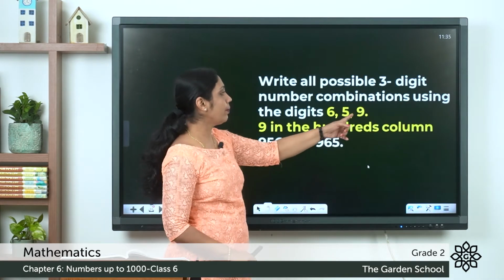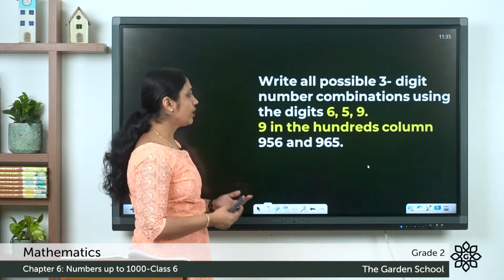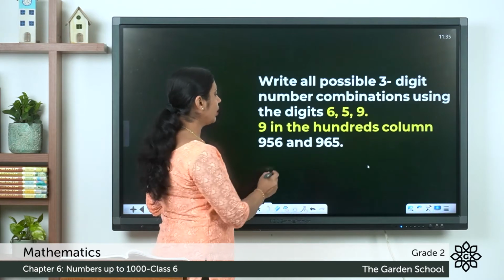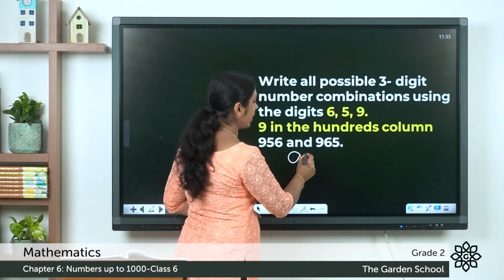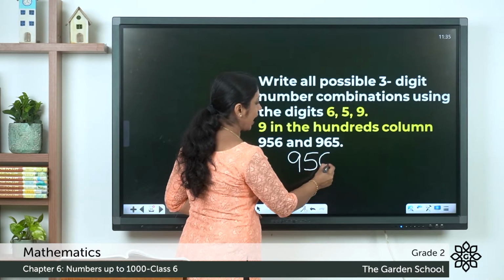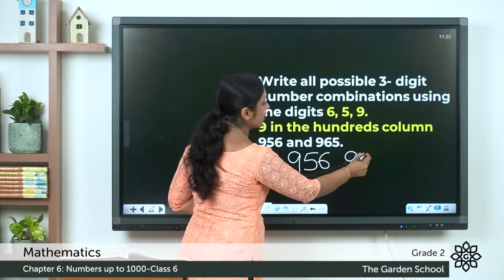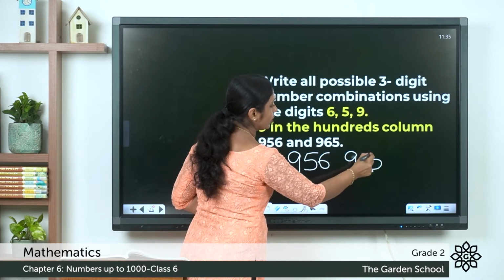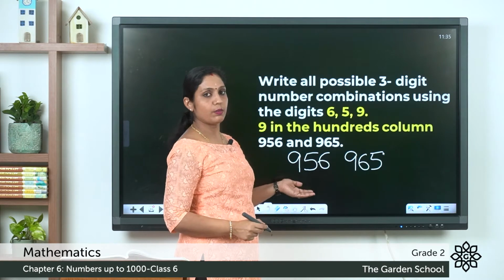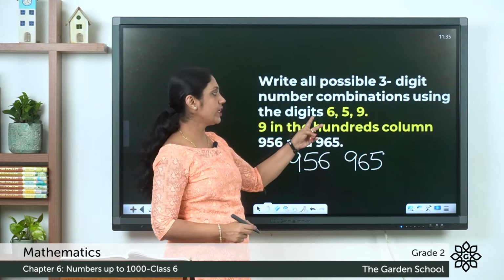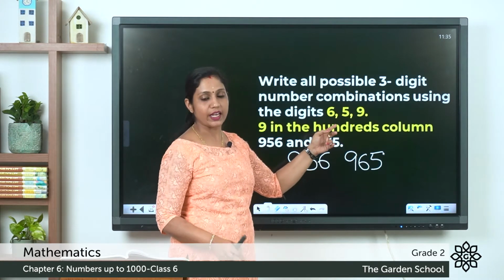Now let's take the number 9 in the hundreds column. When we take the 9 in the hundreds column, we can write it as 956 and 965. So these are all the possible numbers we can get using these 3 digits 659.